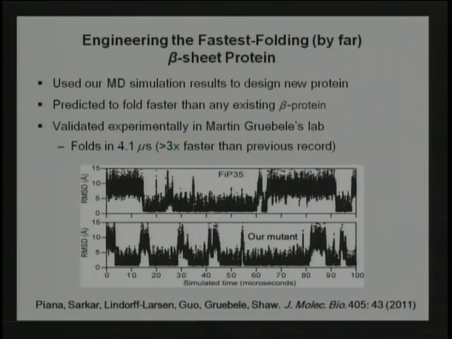Another test that we did, essentially experimentally. We don't do the experiments, we collaborate. We don't have anything wet in our lab at all. But what we did is use our MD simulation results and what we learned from them to design a new protein, which was a beta sheet protein, and we designed it to be something that we thought would fold faster than any previously known beta protein.